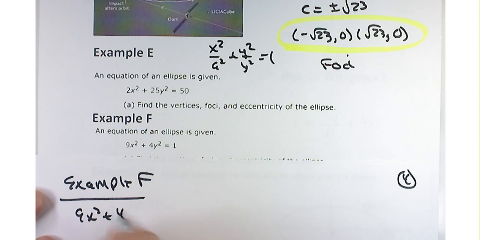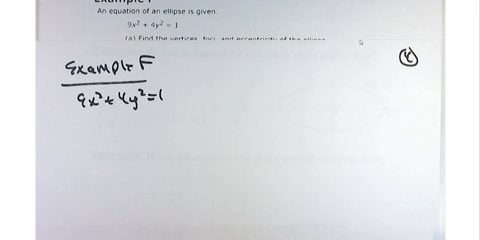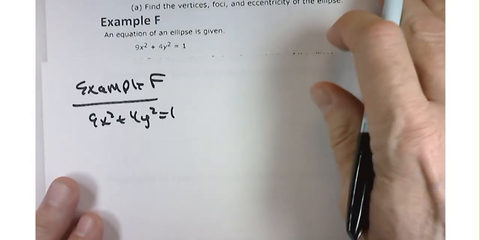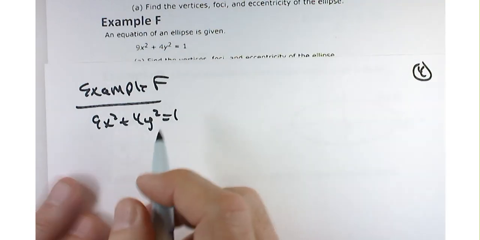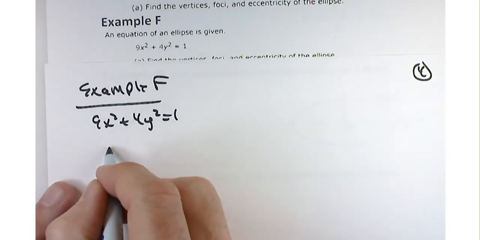9x squared plus 4y squared equals 1. And, well, this is kind of a bummer. This is not exactly in the right form that we need to graph an ellipse. So what am I going to do? Is it 1 over 9 and 1 over 4? So what you can do is you can rewrite this.